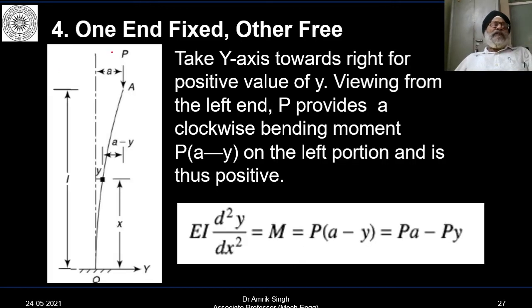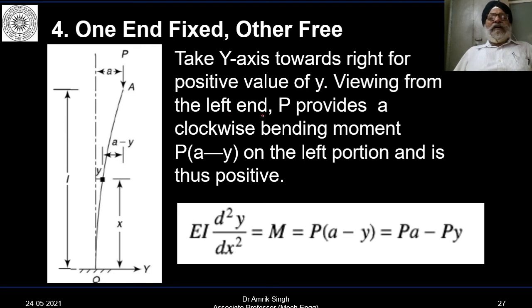So the fourth condition is one end is free and another end is fixed. This type of column is also sometimes known as the cantilever column. So take the y-axis towards the right, for positive value of y.